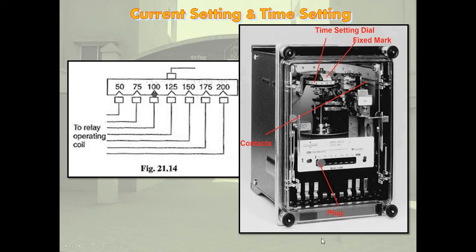This figure is a relay. This is a time setting dial. This is a fixed mark. This is a contacts. This is a plug setting. This plug setting is in contact with this contact. Like this. This is a dial. This is a magnet. Here, this is a spring.